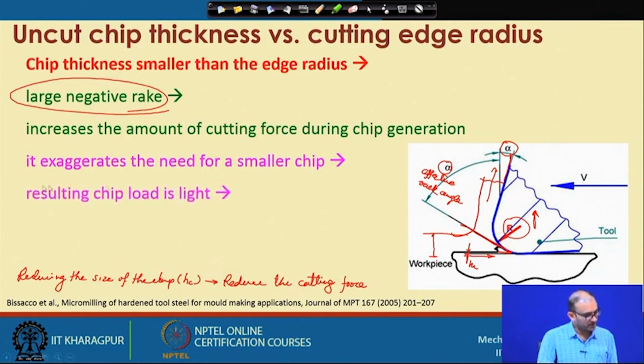and that will result in the light chip load. So chip load will be very light in this particular case. Now we have reduced that, so no problem in that case. But there is a problem in the low productivity, because now if you reduce this uncut chip thickness, then if you want to remove a very large amount of material, then you have to go through many passes in that case.